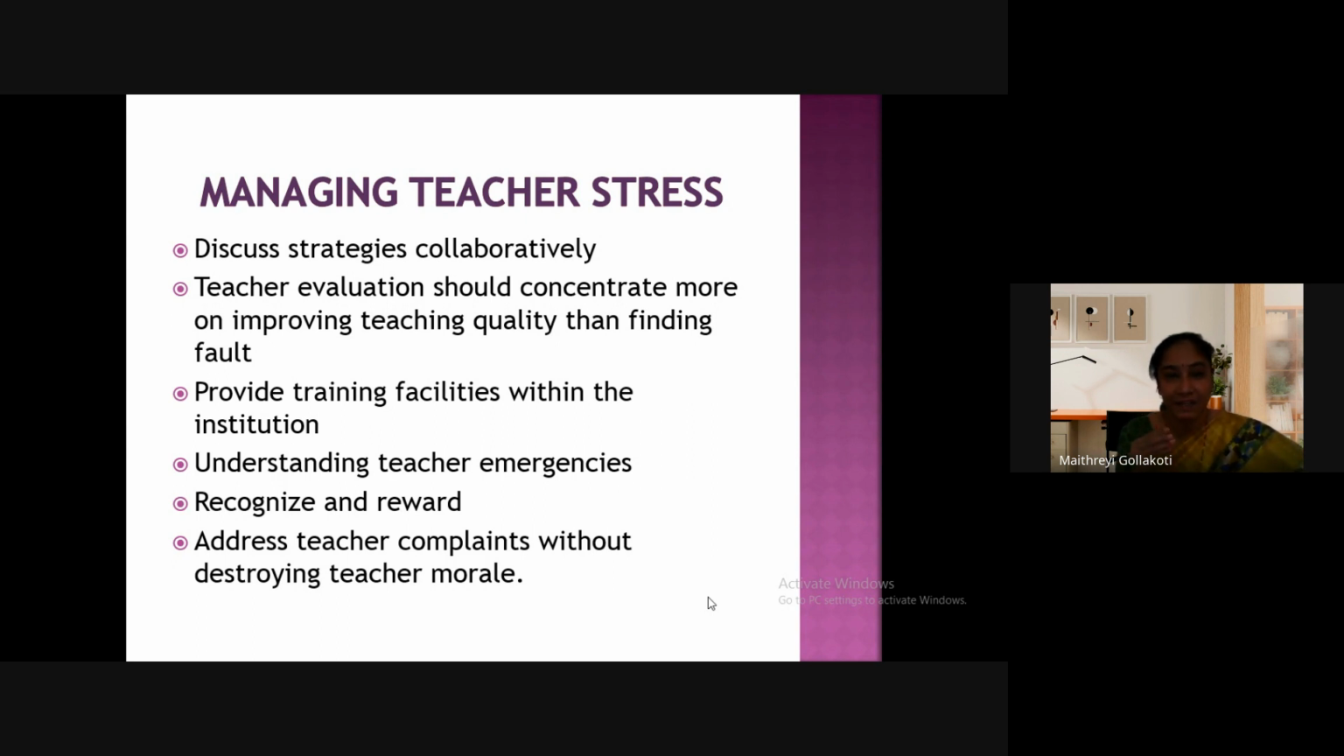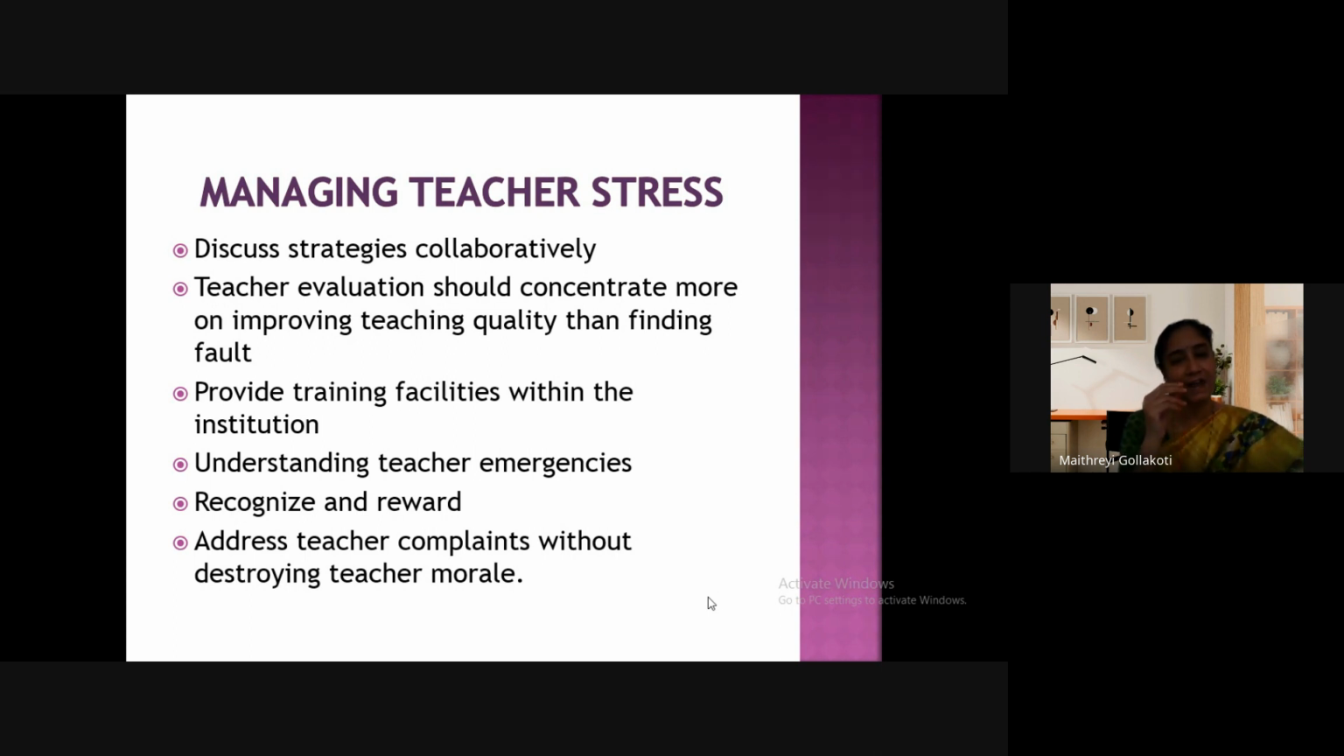Okay. And teacher evaluation should concentrate more on improving teaching quality than finding fault. Now, this is for management. This point is for management. Whenever management evaluates the teachers at the end of the year, the process differs from institution to institution. Some institutions have student feedback. They take only student feedback. Some take the HOD as well as the student feedback.